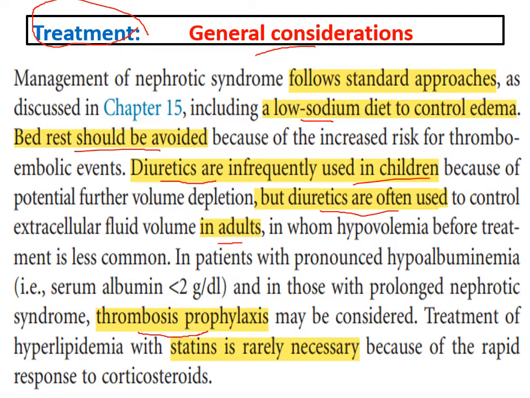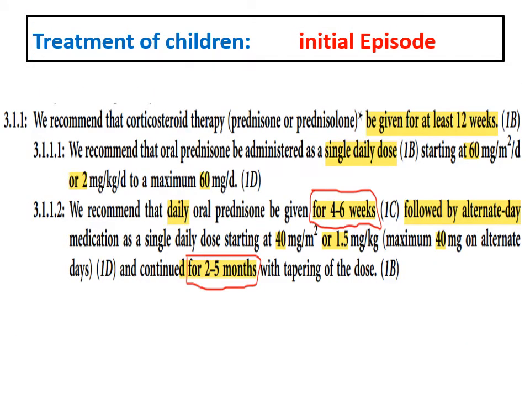It is very important to give thrombosis prophylaxis, especially if the serum albumin is less than 2.5 milligram per deciliter. Statins are rarely used, especially in children, because there is a rapid response to steroids. This treatment is from the KDIGO guidelines, and we will go through it one by one.